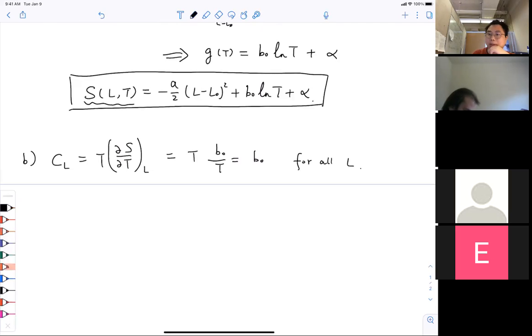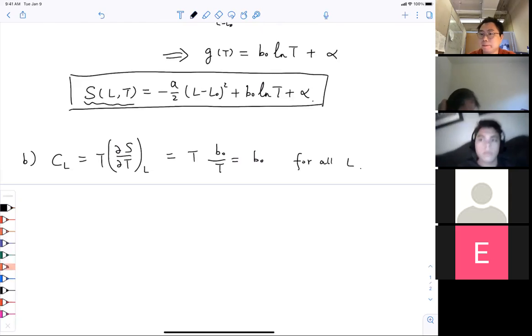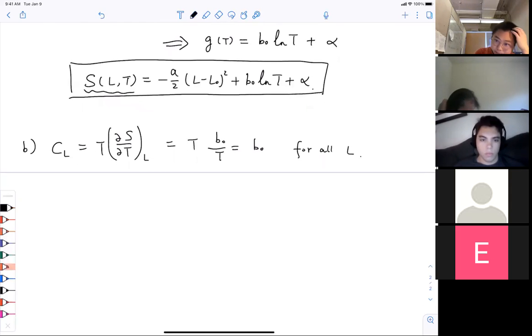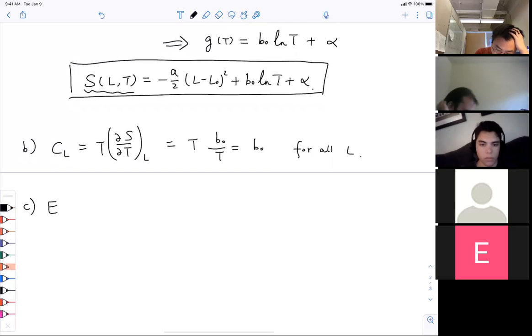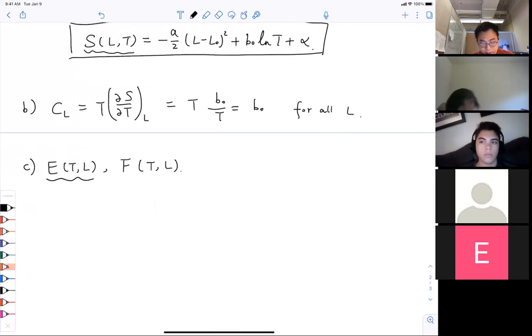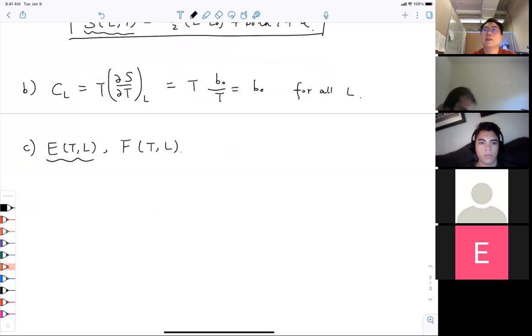Okay, so if no question, I will keep going. Part C, we need to figure out what is the energy as a function of T and L, and what's the free energy as a function of T and L. So we know how to do this energy, right?